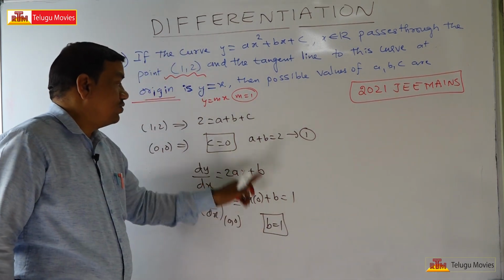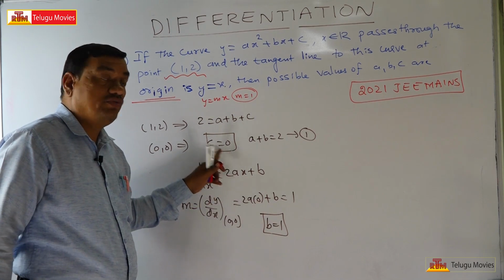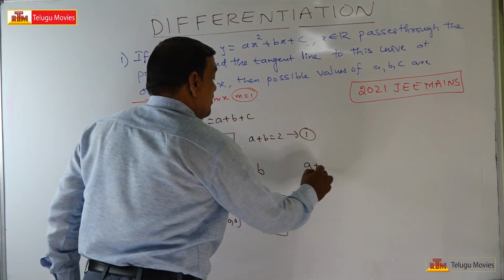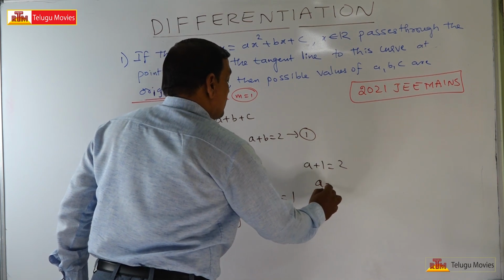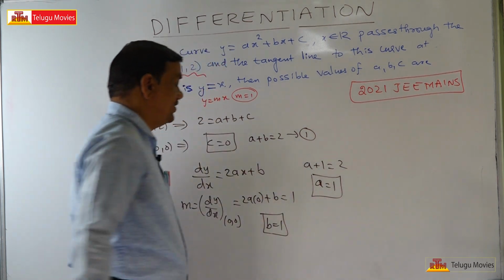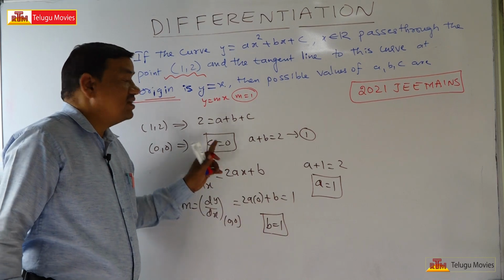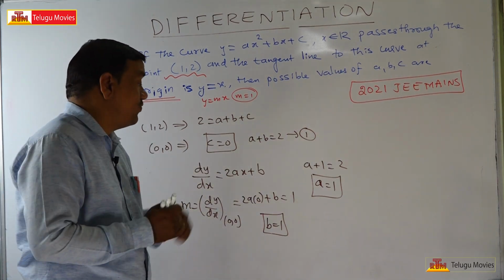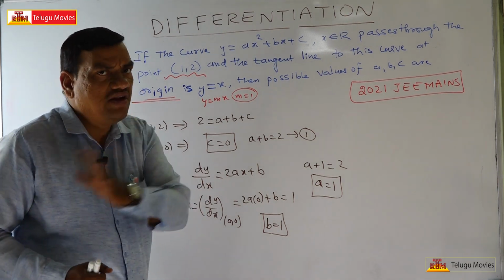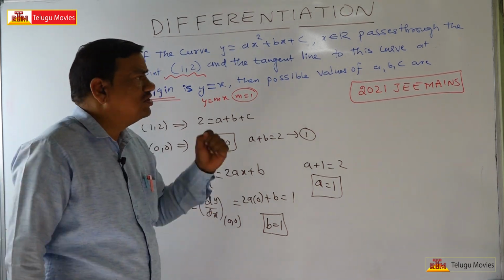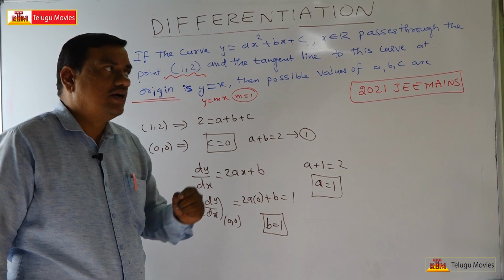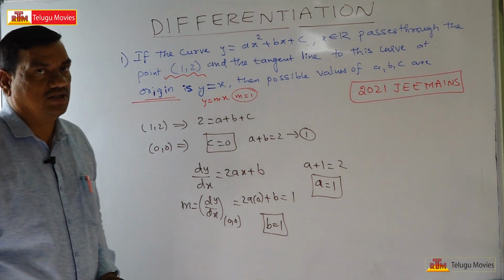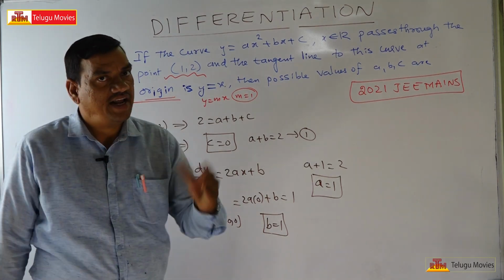So we got the b value, the c value, and one equation. Substitute b = 1: a + 1 = 2. Therefore, a = 1. Therefore, a = 1, b = 1, c = 0. These are the possible values of a, b, c. Very, very easy problem. I think this problem is already done by almost all students who are seriously preparing for the examination. So, let us see the next problem.